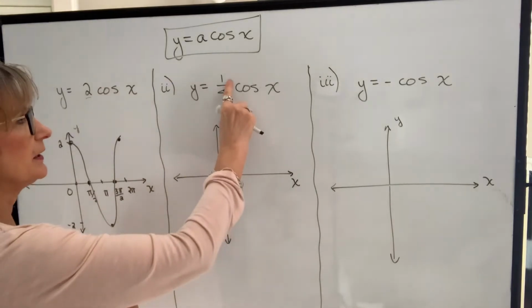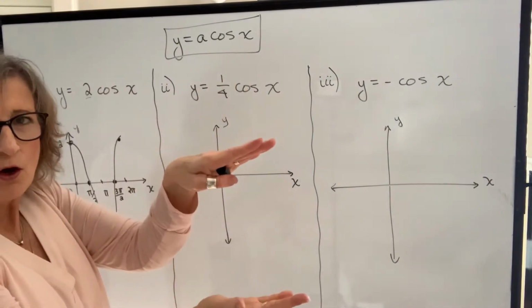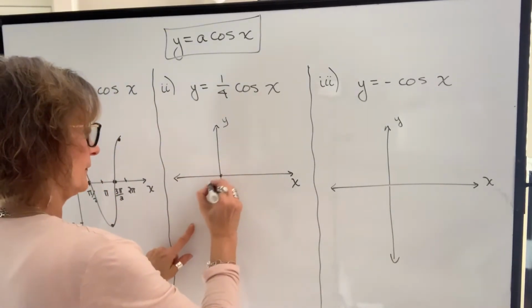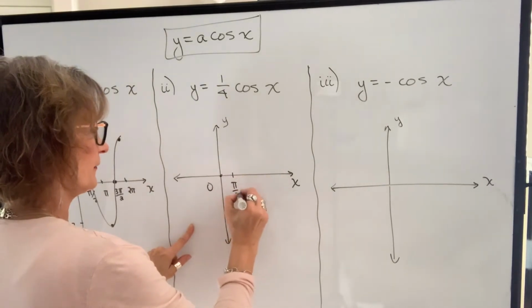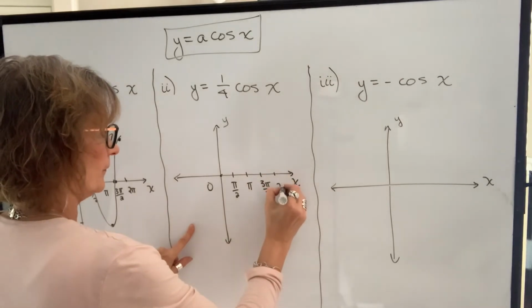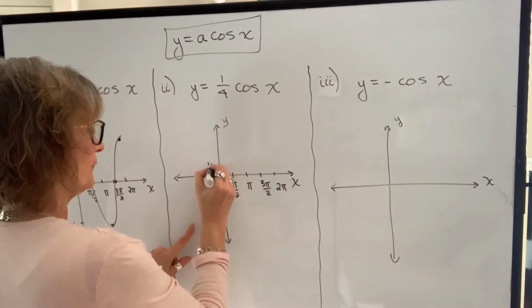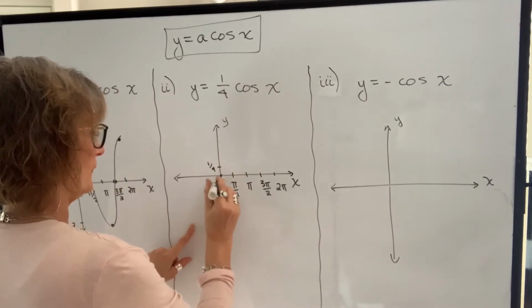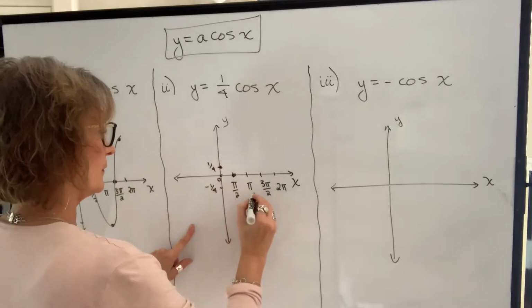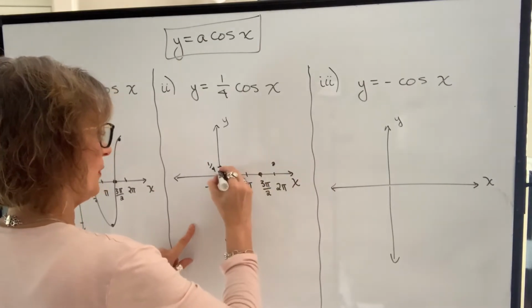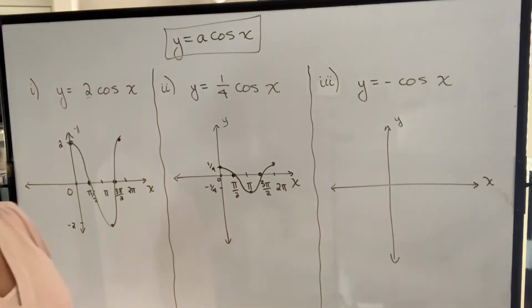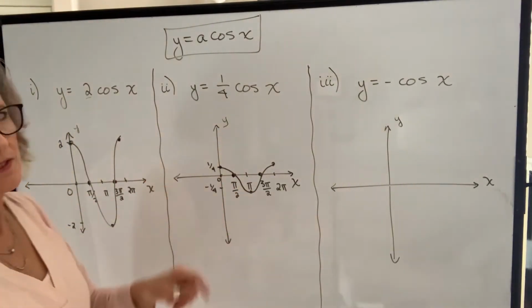Similarly, if we had a equal to 1/4, all my y values will be multiplied by 1/4, so it shrinks it vertically. So I still work with the same key points, but now my y values are 1/4 of what they were in the original function. So you can see that we squished it vertically.